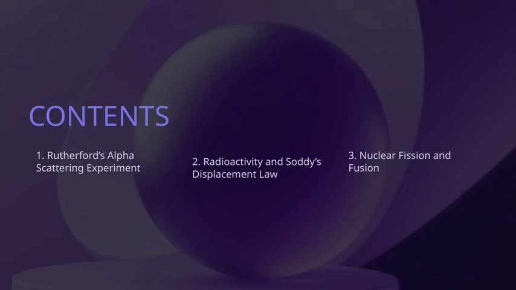Let's start by looking at the foundational concepts that led to our current understanding of nuclear processes. First, we'll explore radioactivity and Soddy's displacement law. This law is crucial because it explains how elements change when they emit radiation, helping us understand the stability of different nuclei. Soddy's work showed us how elements transform into other elements through radioactive decay, which is a key idea in nuclear science. Next, we'll move on to Rutherford's alpha scattering experiment.